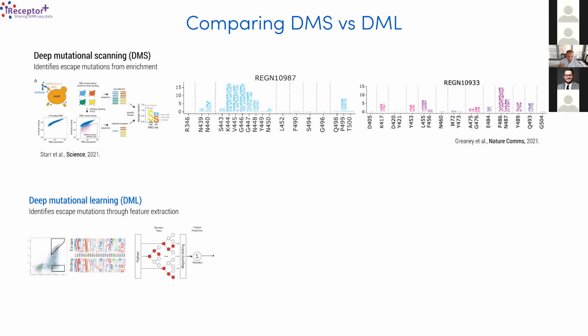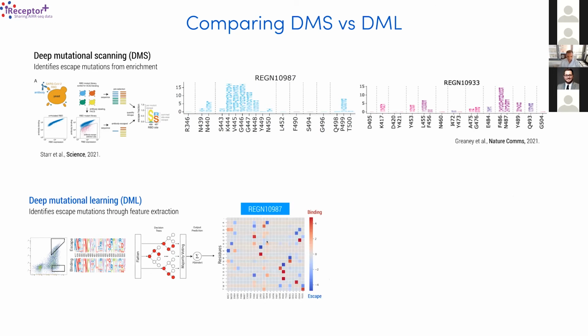Well, we can actually do something pretty similar with deep mutational learning. If we use the random forest as an example, we can extract features that drive classification, in this case, to antibody escape. And what I'm showing you here is those features when they've been extracted and plotted. Essentially, the features are individual positions and mutations to certain residues.